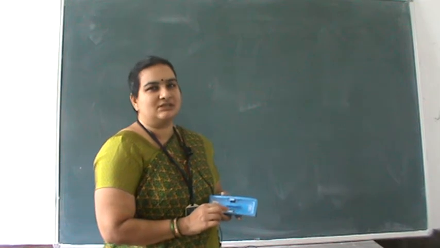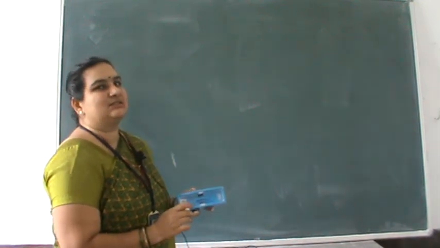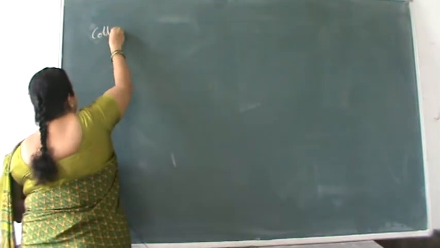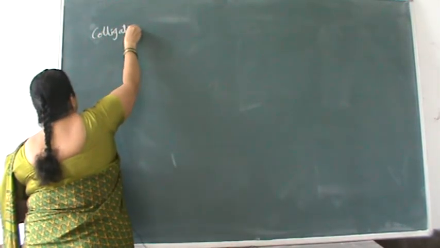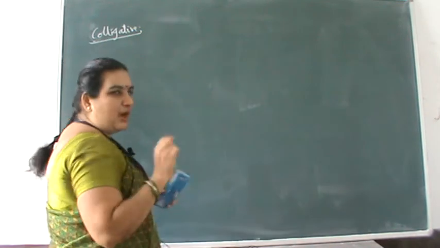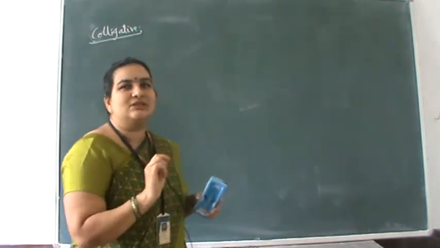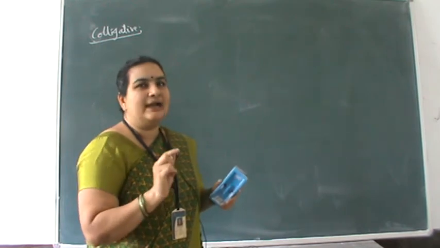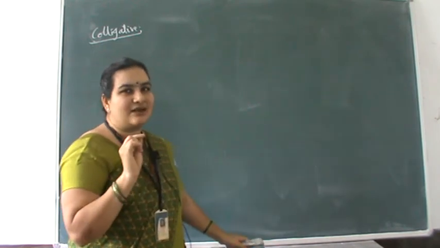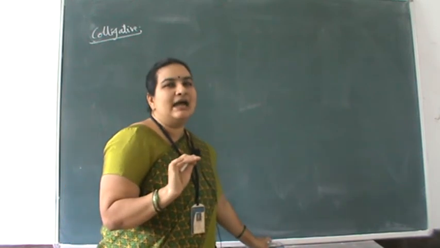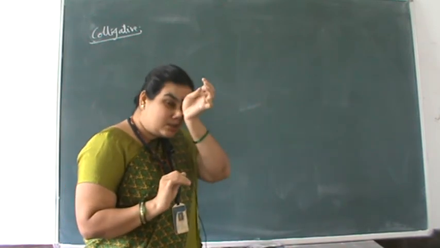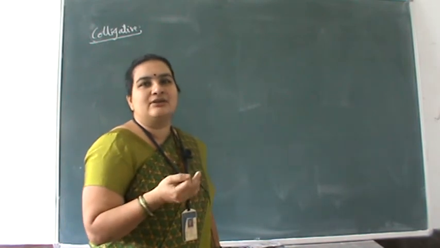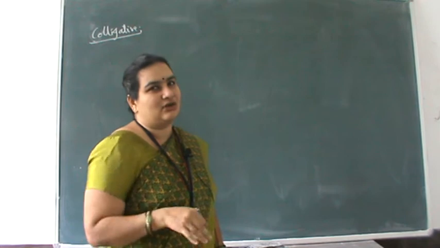Good morning, students. In the last class, I told you about the colligative properties. Colligative properties are the properties of dilute solutions which depend upon the number of particles, not on their nature. There are 4 colligative properties, and these are used to determine the molar mass of substances and the degree of dissociation in case of electrolytes.